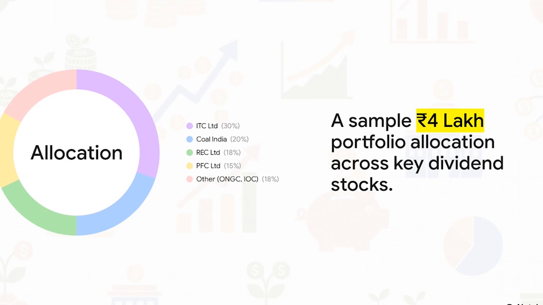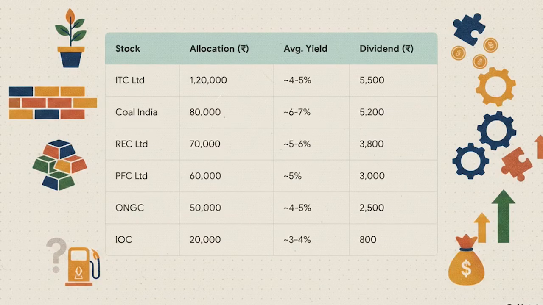Now let's look at the actual numbers. Okay, let's dive into the details. We're putting 1,20,000 into ITC as a kind of stable core holding. Then 80,000 goes to Coal India for its high and pretty consistent payout. The rest is spread across other solid dividend payers like REC, PFC, ONGC, and even a smaller slice in IOC. Each one is doing its part, contributing a piece to our income puzzle.